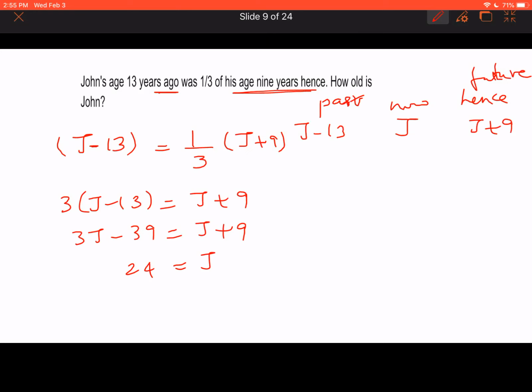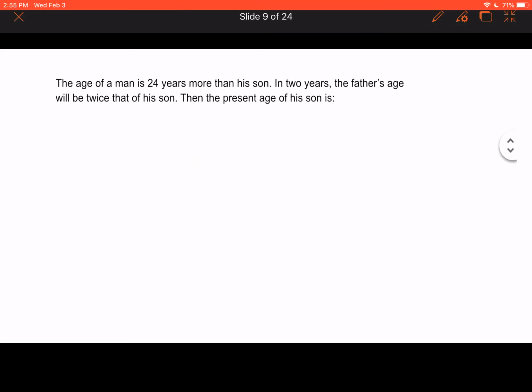The age of John right now is 24. Okay, so next: the age of a man is 24 years more than his son. In 2 years the father's age will be twice that of his son. Then the present age of his son is?